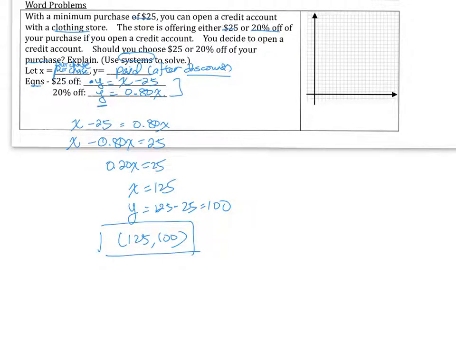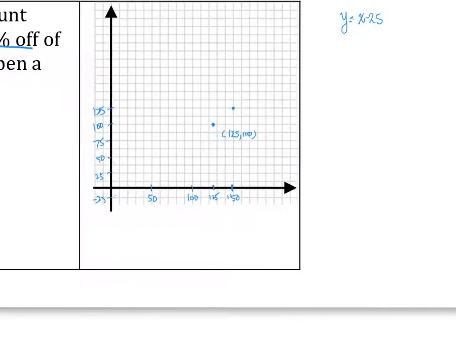Now, I'm going to use a graph to show you when it is worth it to take $25 off and when it is worth it to take 20% off. Okay, so first I'm going to graph y equals x minus 25. Because the y-intercept is a negative number, I need to start at this point. But I'm going to first begin with a dotted line because we don't need anything below the x-axis. And I'm going to begin my solid line.